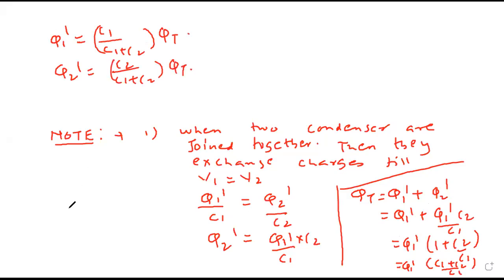So I wrote that one. Just write down for your understanding why we are writing the Q1 dash, Q2 dash formulas as C1 upon C1 plus C2 and C2 upon C1 plus C2.